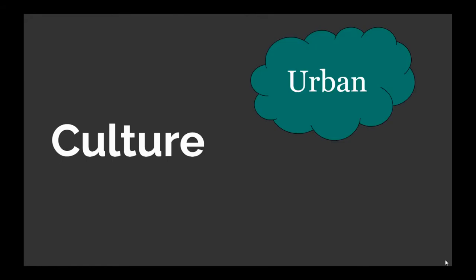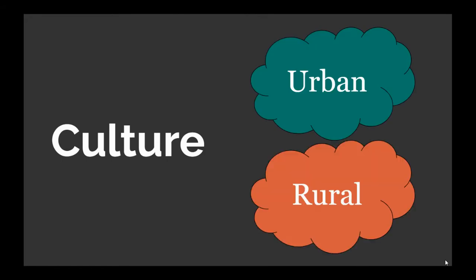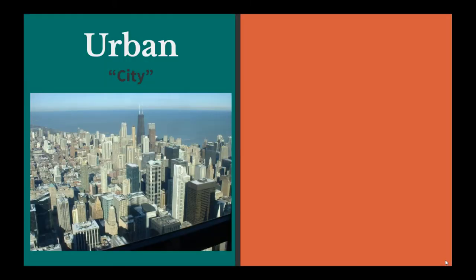The North had an urban culture and the South had a rural culture. Remember that urban means city. So when you hear the word urban, you should think of a city or a big town. In the North, they had bigger cities, bigger towns, and their cities and towns were closer together. Most people lived in a city or a town in the North.